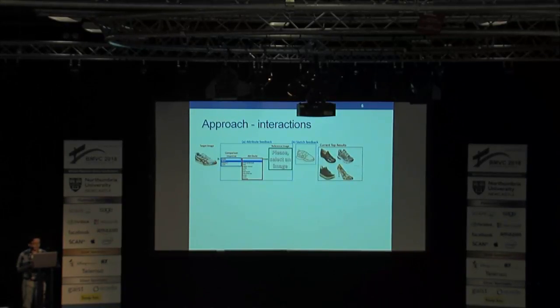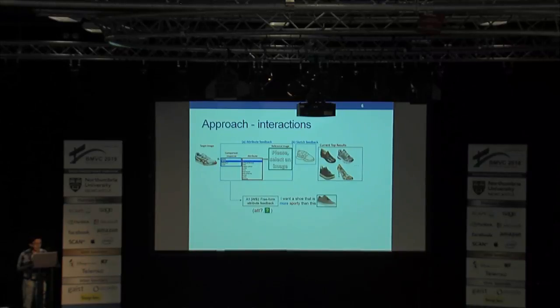Let's describe our approach. First, we have our interactions. In this case, we have two kinds of interactions: the attribute feedback interactions and the sketch feedback. For the attribute feedback, we are going to have three components. We have the attributes in the red box. Then we have the reference image in the green box. And then we have to provide an answer, which is the comparison response in the blue box.